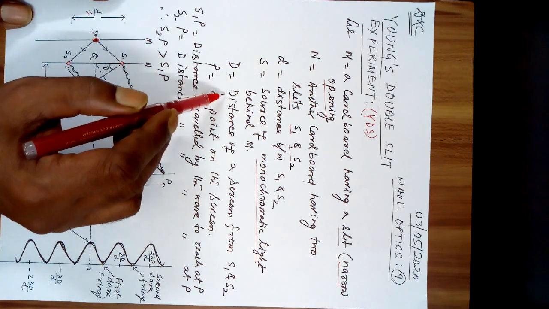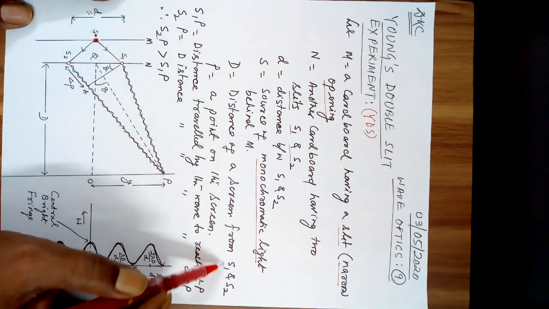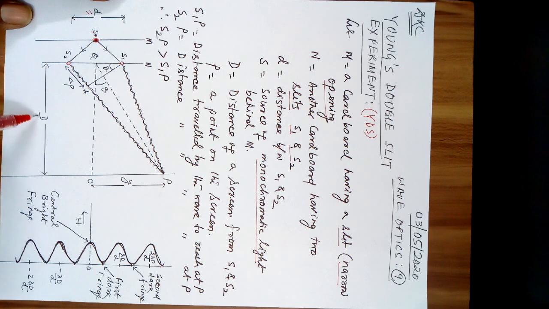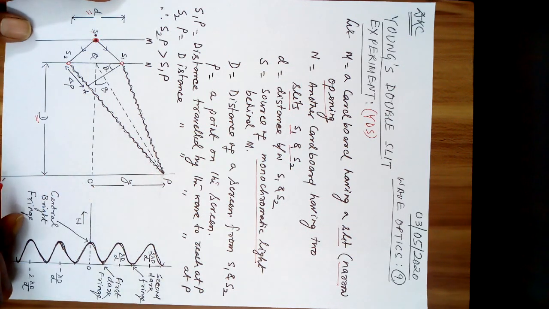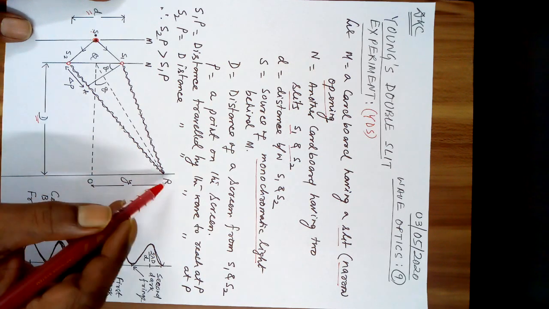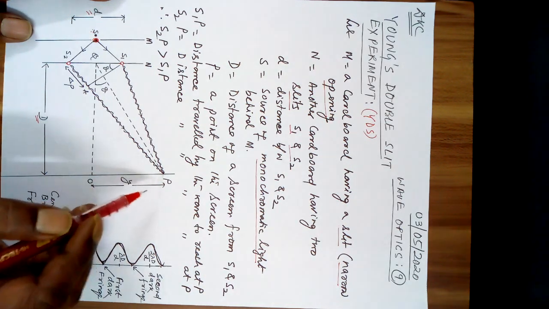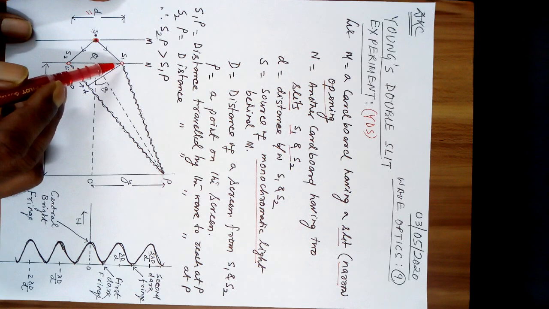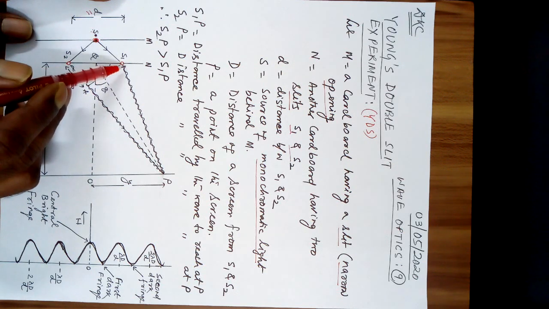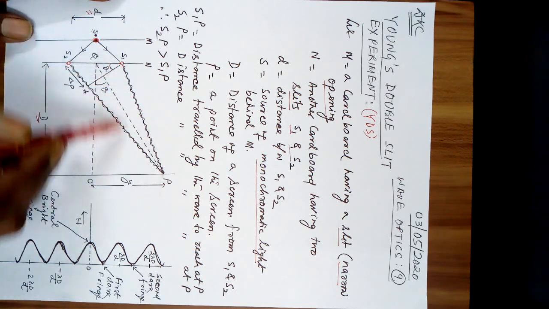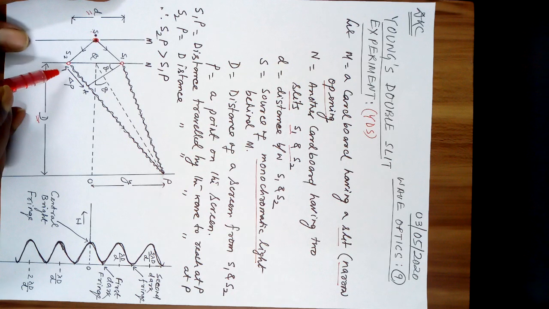Now capital D is the distance of a screen from S1 and S2. At a distance capital D, here I have kept a screen, a white screen. Let us see why I have kept it here. Now the light wave traveling from S1 is traveling in all directions, in this direction, in this direction, in all directions. Similarly, the light from the source slit S2 is also traveling in all directions.